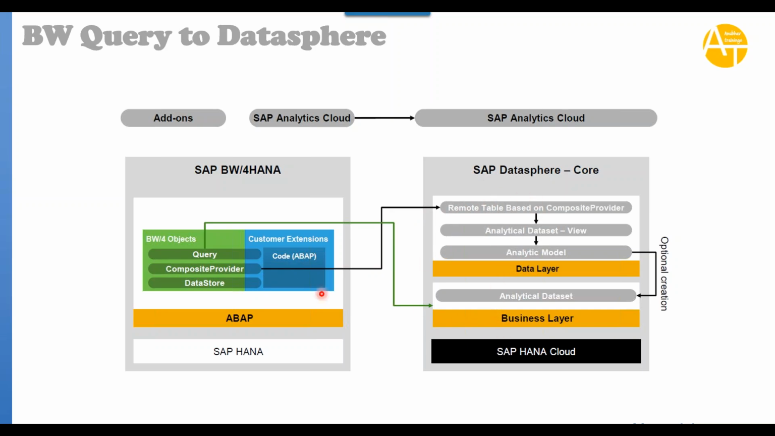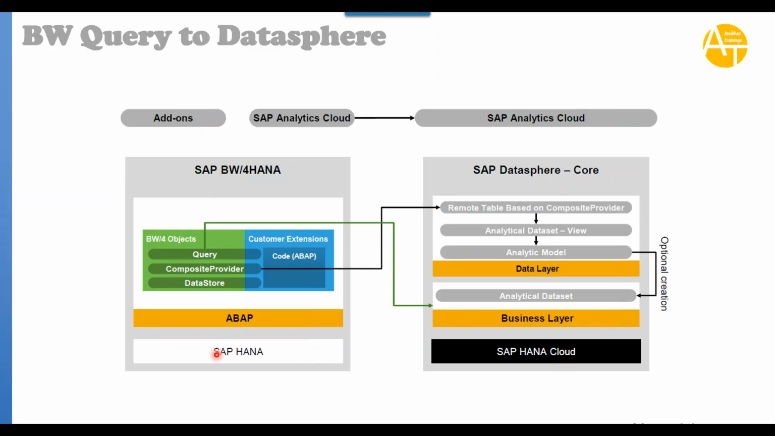However, you also have the ABAP code in the BW system, right? Some custom extensions and something you've written, that remains as it is in the BW system. So this is exactly how the replication happens. On top of that, a new analytical model is defined and can be used for reporting purposes. Business builder artifacts are optional and can be created during the model import.